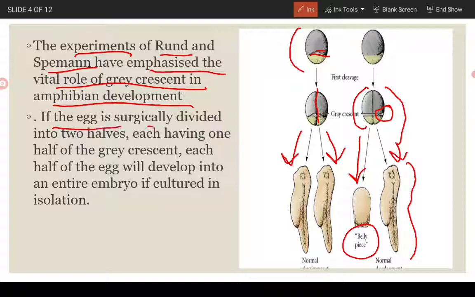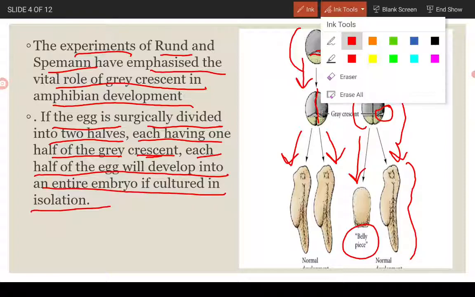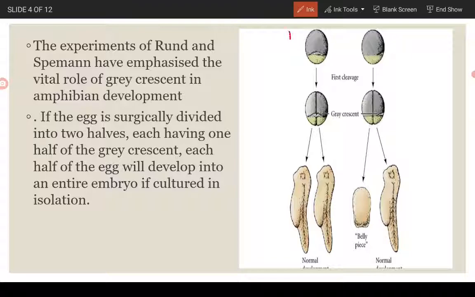If the egg is surgically divided into two halves, each having one half of the gray crescent, each half of the egg will develop into an entire embryo if cultured in isolation. So if this is a fertilized egg with a gray crescent, they surgically divide the embryo into two parts, and if each part has an equal amount of gray crescent, then two normal tadpoles are formed. So this was the experiment of Roux and Spemann.